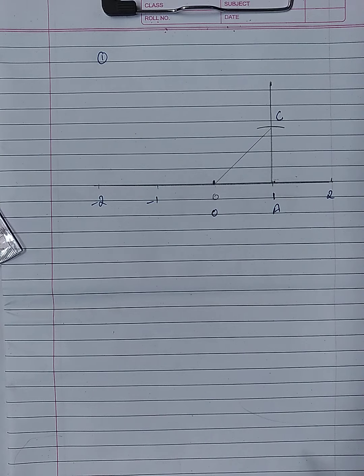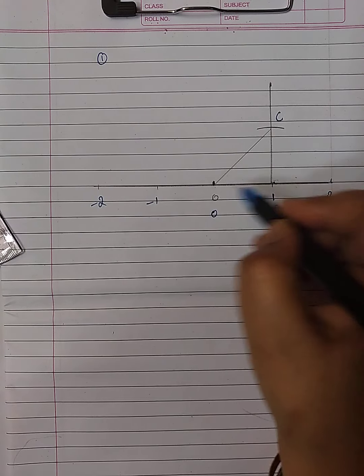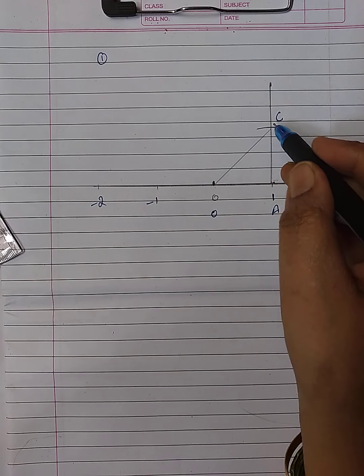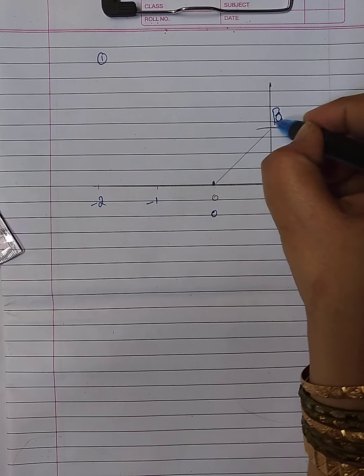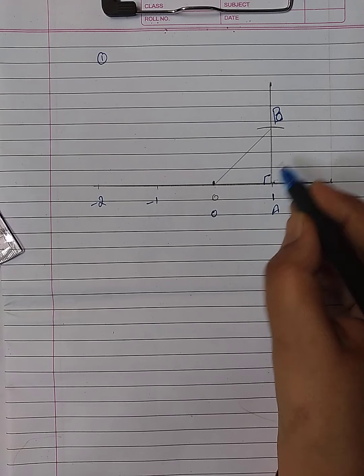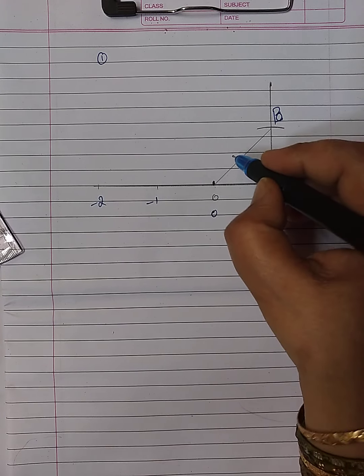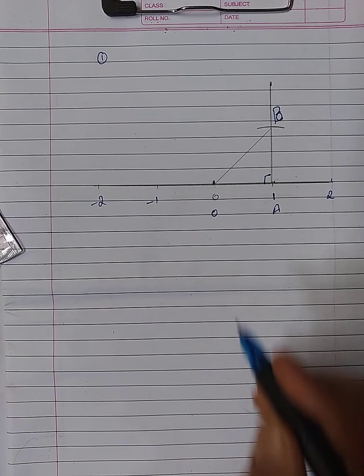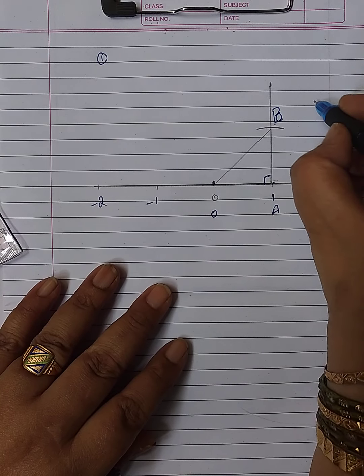We have joined OC. Now this is right angle triangle OAC, or you keep it as B. This is a right angle triangle. This is 1 unit and this is 1 unit. Automatically this is 2 unit, by Pythagoras theorem.